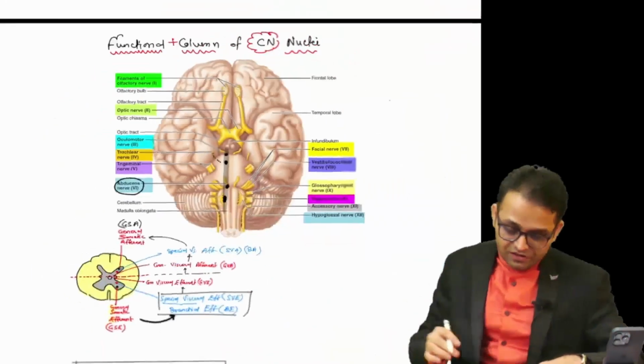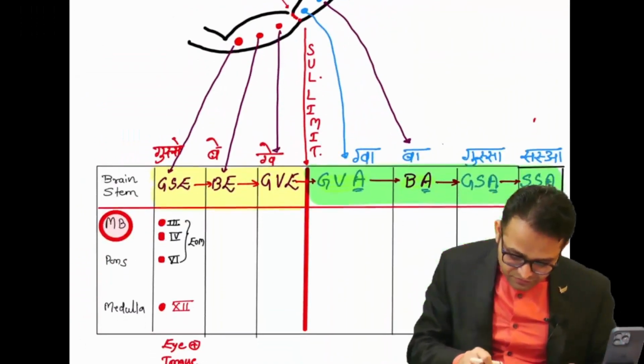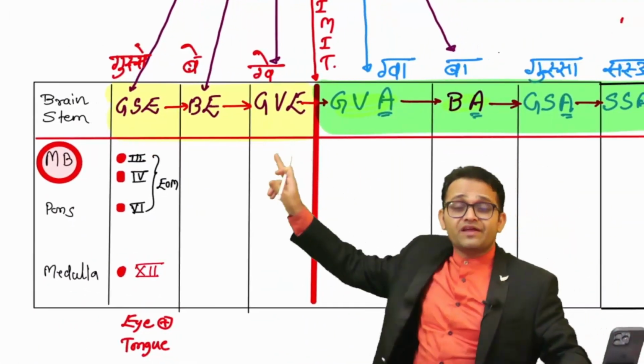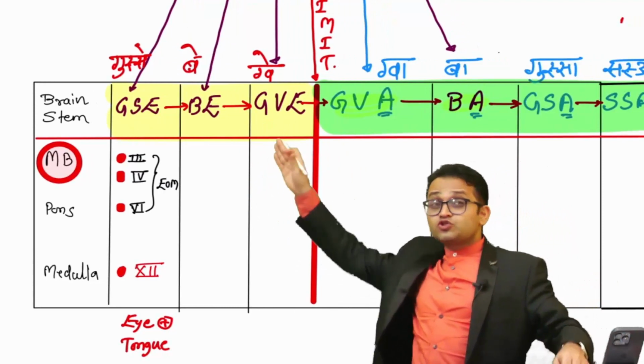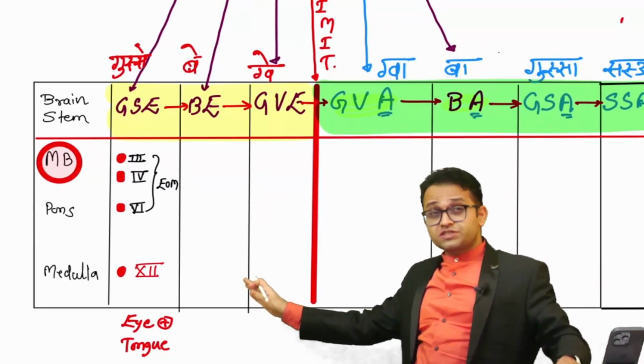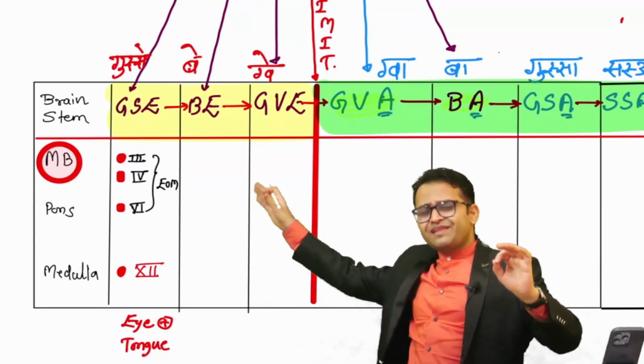Okay, sir. Fine. Now, sir, come to the next. Look at this, our branchial efferent. Break the name and get the idea. So the next cranial nerve nuclei we are going to understand. Just remember, break the name, get the idea.